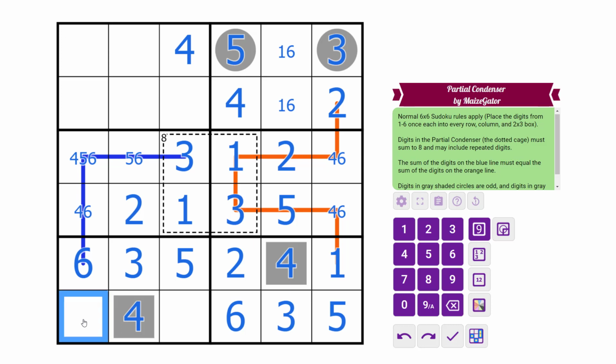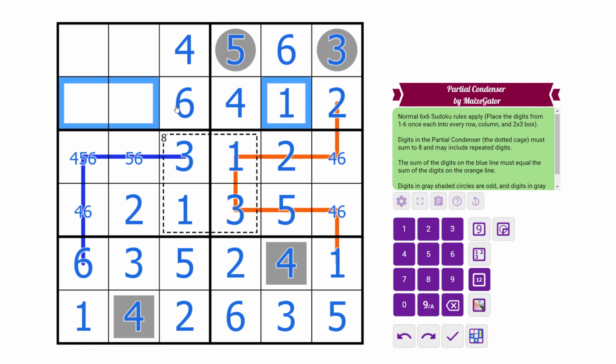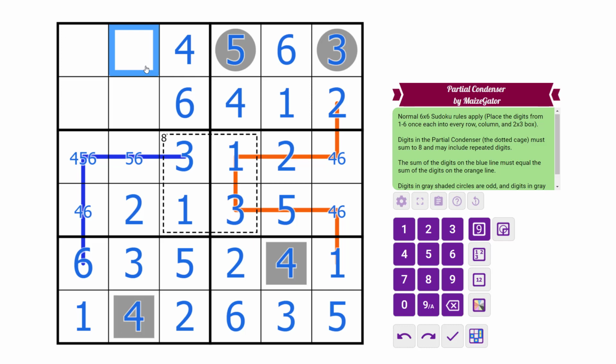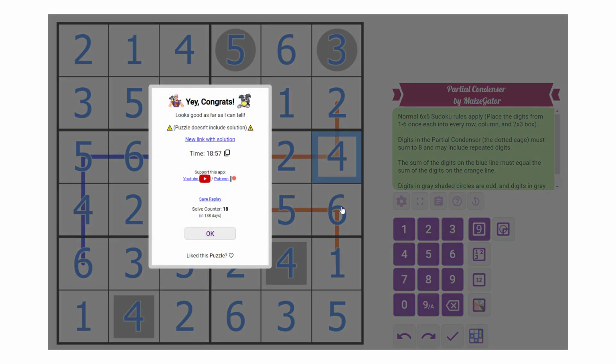Now we finish off box 5 by putting in a 1 and a 2. Finish column 3 with a 6, which leaves a 1 and a 6 in box 2. Only one place for 1 in box 1. And finish off row 1 with a 2. Finish box 1 with a 3 and a 5. Tidy up the remaining pencil marks, and that is the puzzle solved.